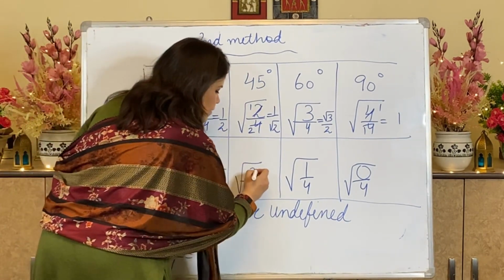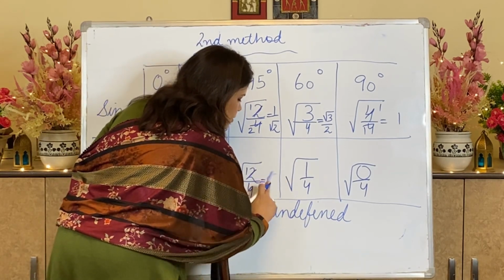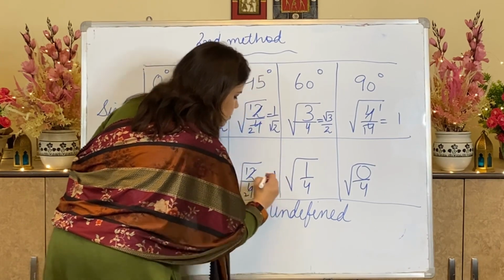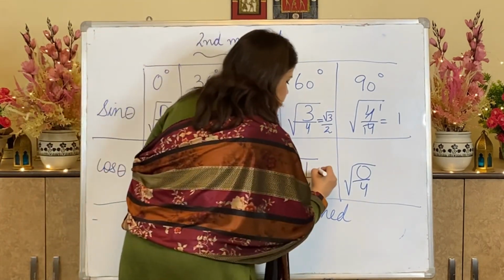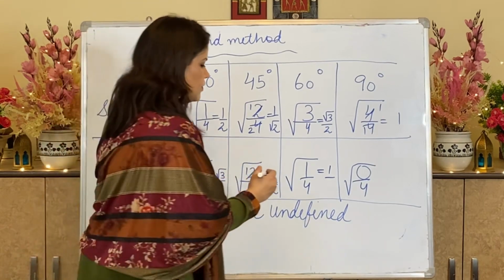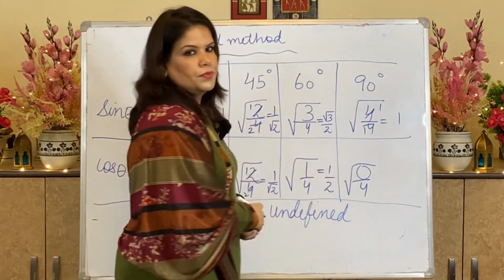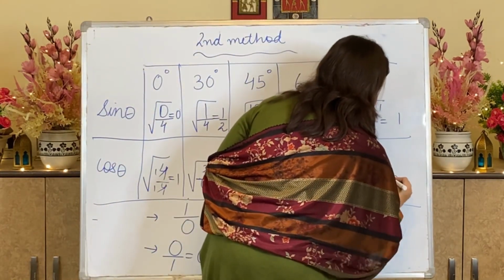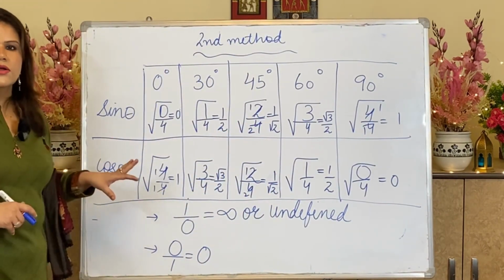For 45, they are getting cancelled. So I am getting numerator of 1, under root of 1 is 1, under root of 2 is root 2. Now under root of 1 is 1, and under root of 4 we will get the value 2. 0 by 4, anything divided into 0 will be 0. So this way you will get the values of sine and cos.